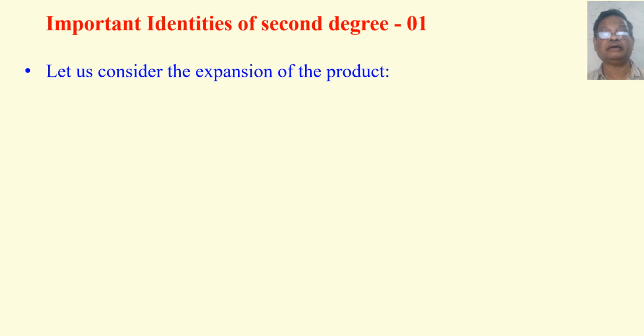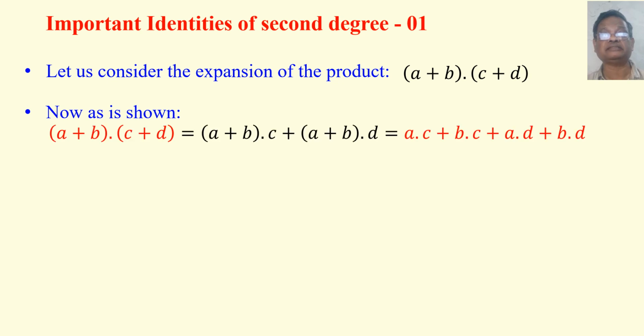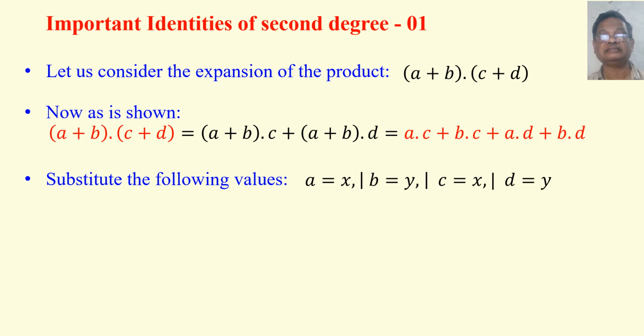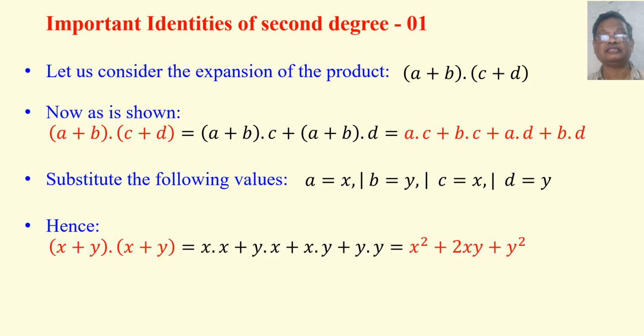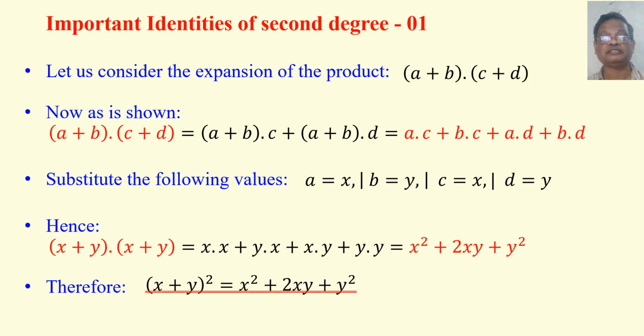Let us consider the expansion of the product (a plus b) into (c plus d). Now, as is shown, (a plus b) into (c plus d) is equal to a into c plus b into c plus a into d plus b into d. Substitute the following values: a equals x, b equals y, c equals x, and d equals y. Hence, (x plus y) into (x plus y) is equal to x squared plus 2xy plus y squared. Therefore, (x plus y) whole thing squared is equal to x squared plus 2xy plus y squared.